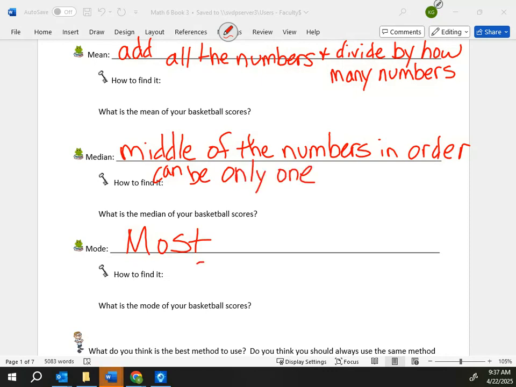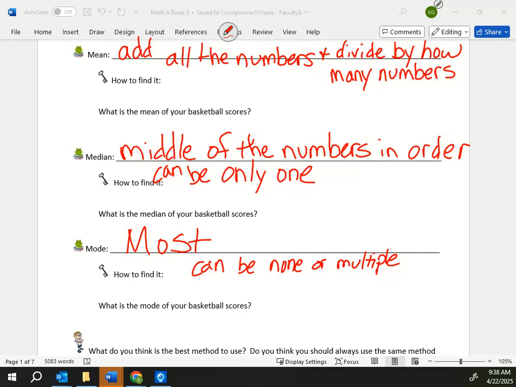The mode can be none or multiple. There can be more than 1. The mean, you add them all up, divide, it's 1 answer. The median, you put them in order, you find the middle, it's 1 answer. The mode, how many are the most of? There might be ties, or there could be none.